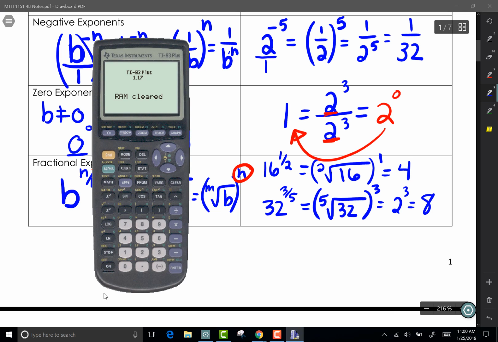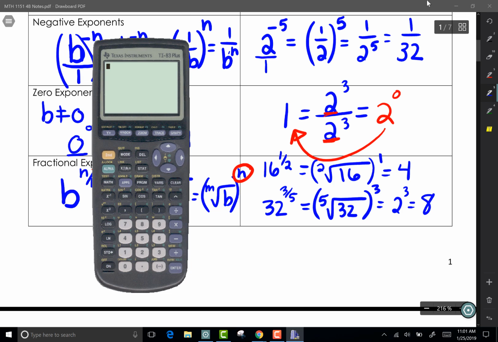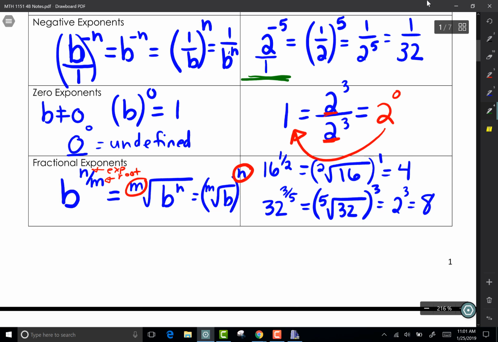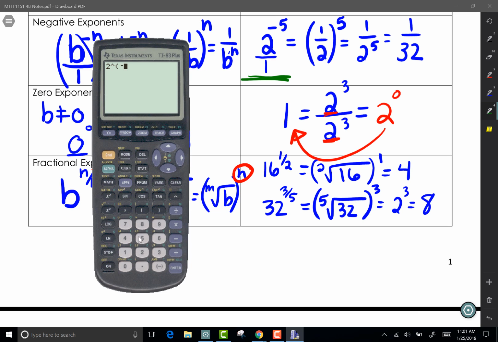To do fractions on your calculator, there are several different buttons, but I like to just stick with this button right here that looks like a little arrow looking up. If I want to raise something to a negative exponent, let's look at the example I did up here for negative exponents. I want to take 2 and raise it to the power of -5, and I want to show that that's 1 over 32. So I'm going to take 2, raise it to the power of, and then in parentheses, I'm going to put -5.